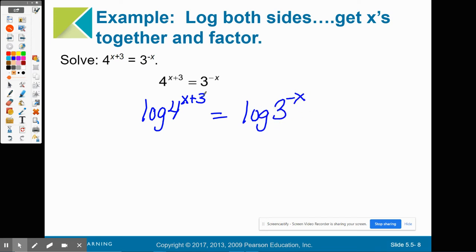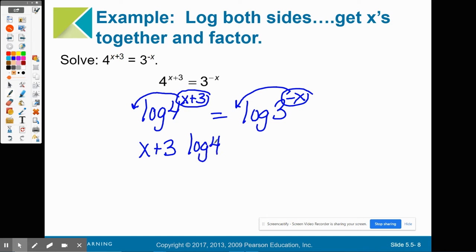What am I going to do now? I'm going to use the exponent rule to pull down my exponents. And I get (x plus 3) log of 4, and that x plus 3 probably should be in parentheses, equals negative x log of 3. So what can I do here?